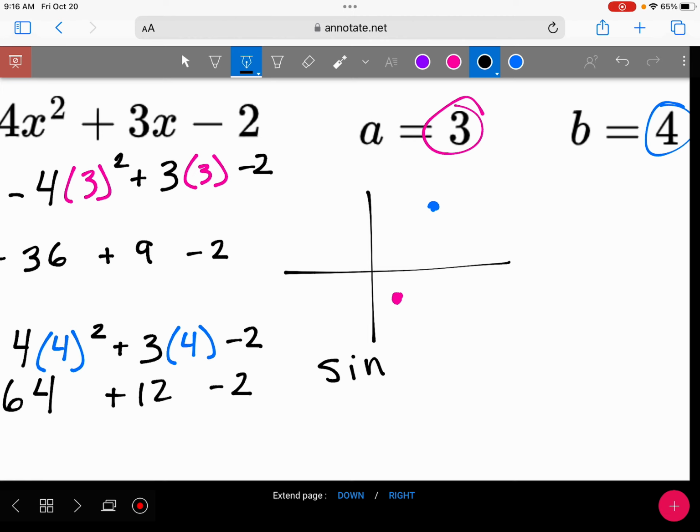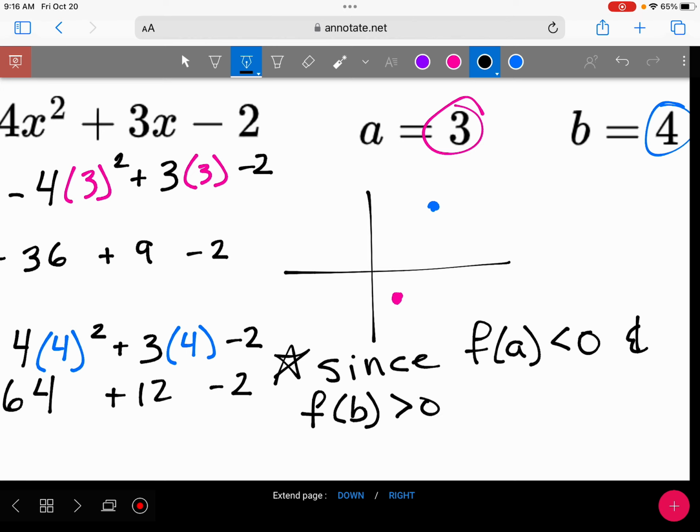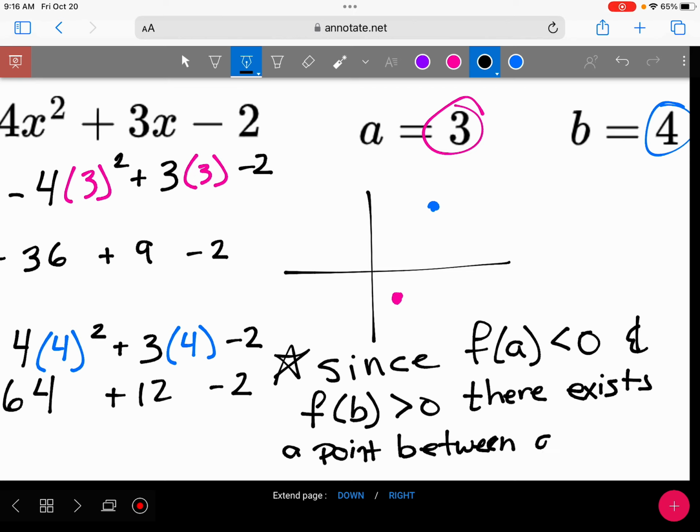So here's our actual answer. Since f of a is negative, since f of a is less than 0 and f of b is greater than 0, there exists a point, I'm going to run out of space, between, with an E, a and b, where f of x equals 0.